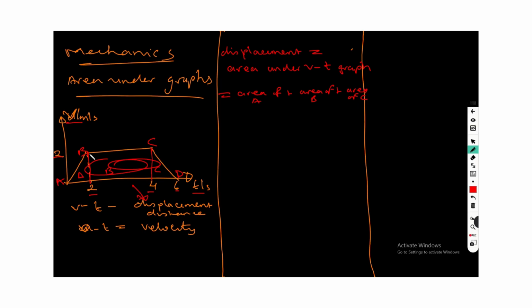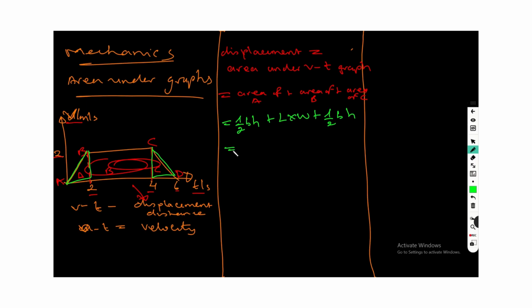You see that this one represents a triangle, this one also represents a triangle, and the one in the middle represents a rectangle. What's the formula for the area of a triangle? Half base times height. Plus the area of B, which is a rectangle. The formula is length times width. Plus the last one, a triangle: half base times height. That you get it.